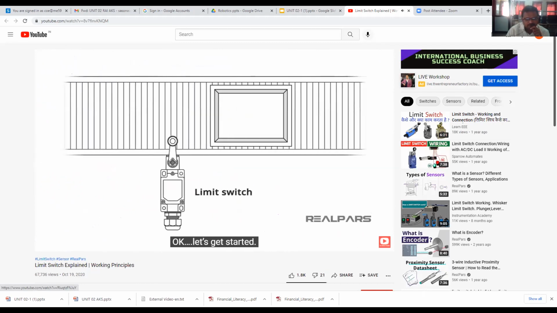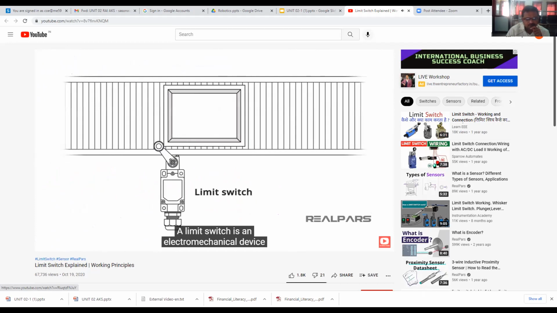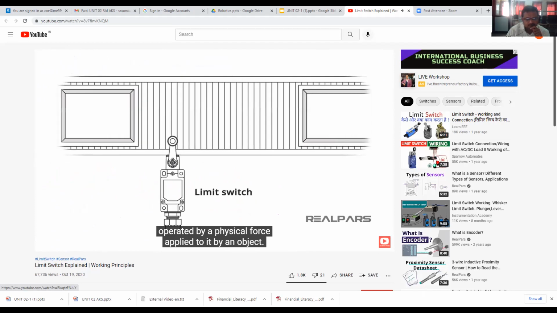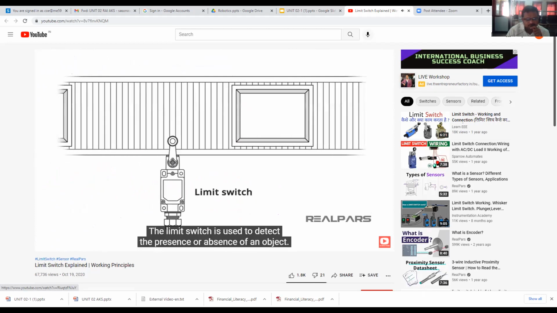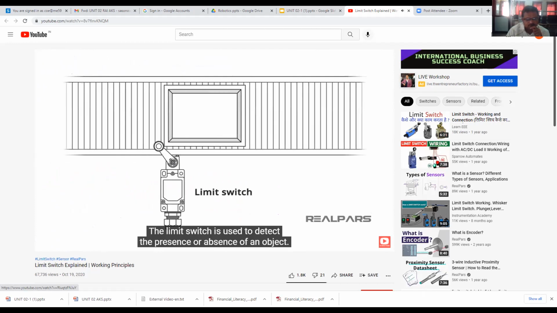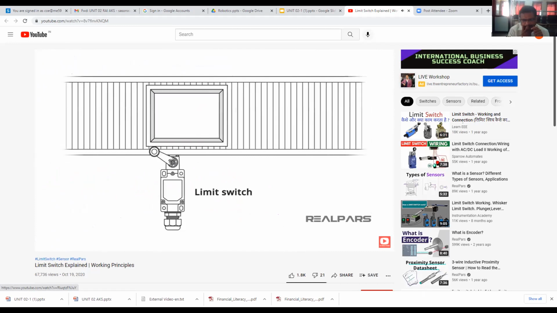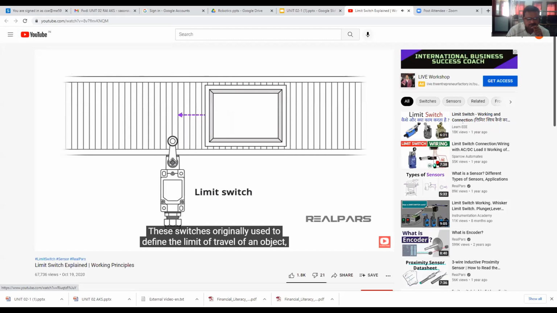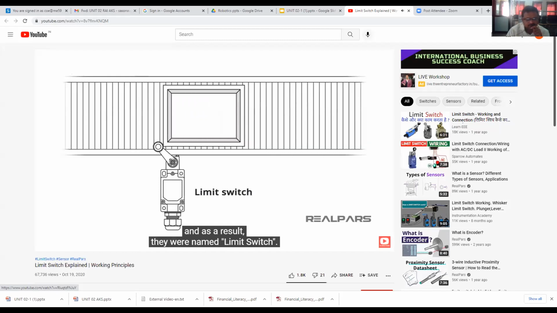Okay, let's get started. A limit switch is an electromechanical device operated by a physical force applied to it by an object. The limit switch is used to detect the presence or absence of an object. These switches were originally used to define the limit of travel of an object, and as a result, they were named limit switch.